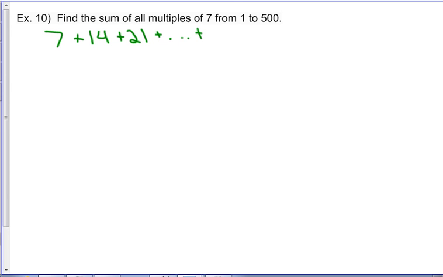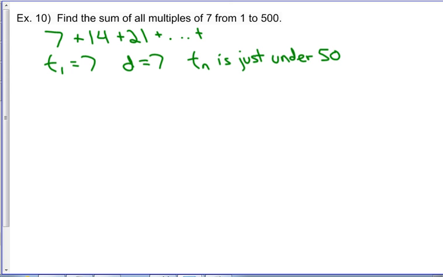Now, you can guess and check that number if you need to, but I'll show you a way that you could actually figure out analytically what the biggest multiple of 7 that's under 500 is going to be. So let's take a look at what we know. T1 is 7. D is 7 as well. Tn is just under 500. We don't know exactly how many terms are under 500.